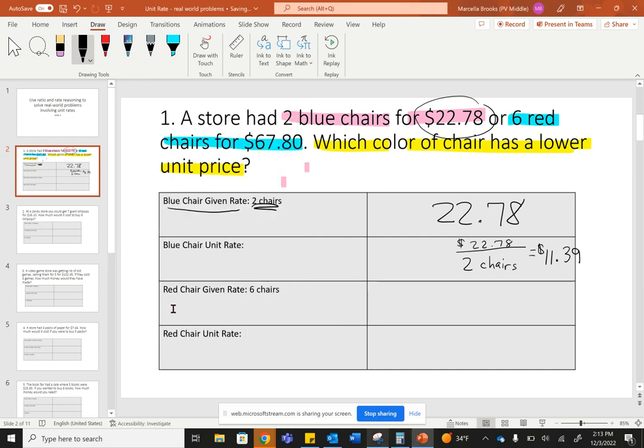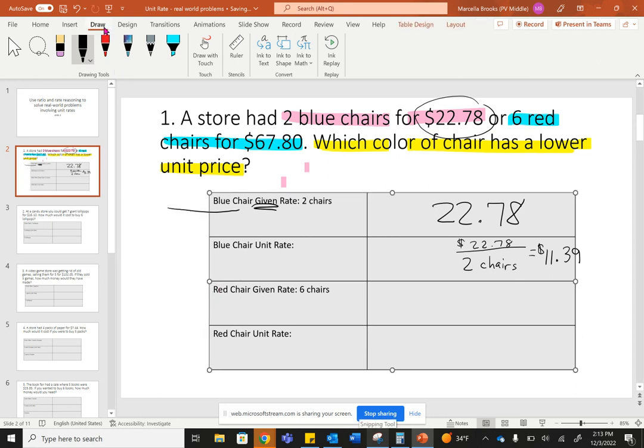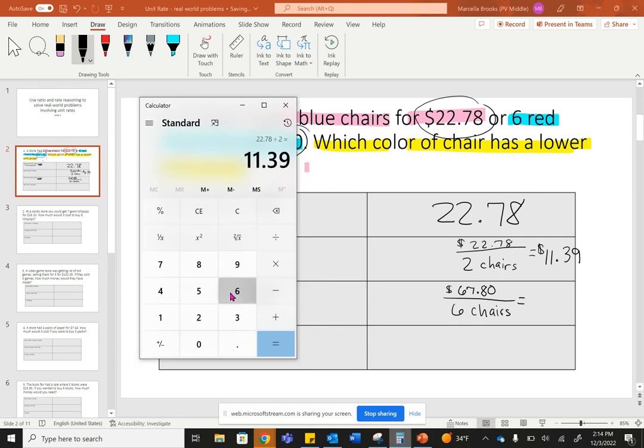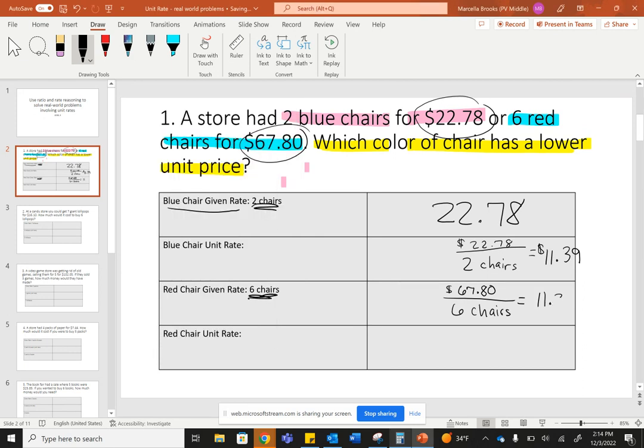$11.39. Now it tells us to put in the red chair given rate. So what did they tell us the red chairs? They said 6 chairs for how much? $67.80. So we're going to say $67.80. Remember, cost is always on top. And how many chairs do we get for $67.80? We get 6 chairs. So this is going to give us our unit price for the red chairs. So $67.80 divided by 6 is 11.3, otherwise known as $11.30.